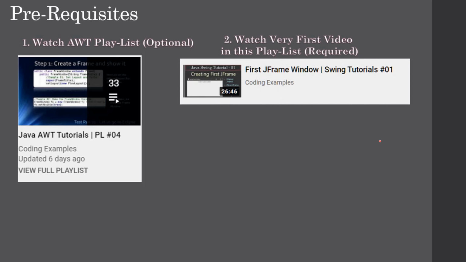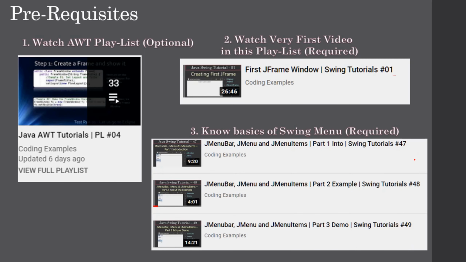So the very first video in this series, Swing tutorial #1, tells how to create a frame window. Then 47, 48 and 49. These three videos help you understand how you can create a basic menu using menu bar, JMenu and JMenuItem. So after watching these, you can continue with this video. Here we talk about advanced techniques like creating submenus, then adding the menu accelerator as well as mnemonics for a particular menu item.